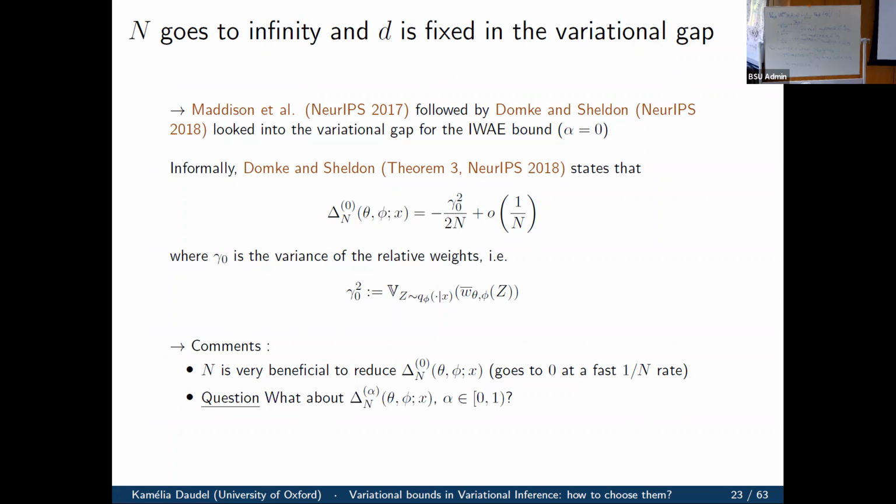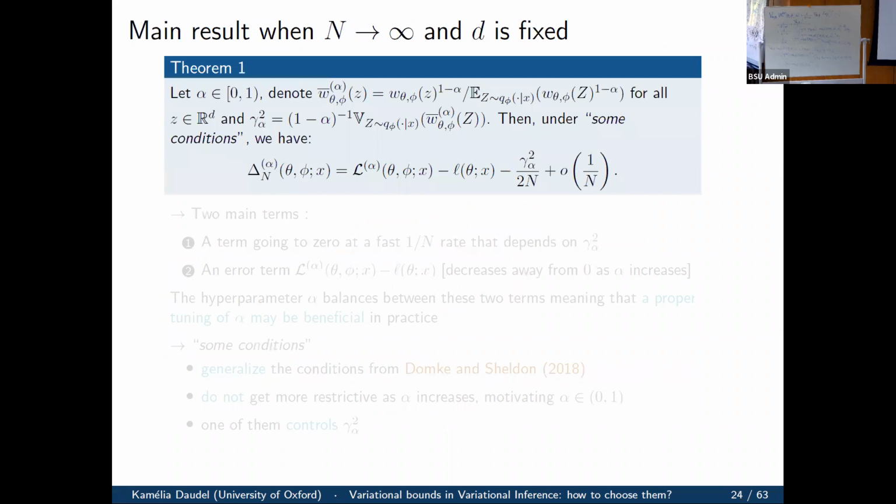So this is nice, and you're like, okay, can we reuse their proof for our purposes, namely to deduce results about the variational gap when alpha is in a wider range, alpha between 0 and 1 excluded. Turns out that we can. And here's the result that we get. I'm just going to give you an overview. So alpha is in that range. Then I'm going to introduce some quantities, this one, and this gamma alpha squared, which is a variance term.